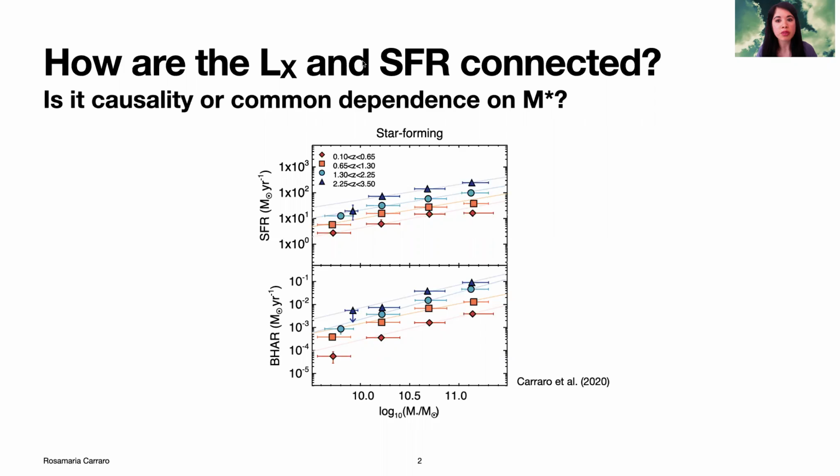Here I'm showing some results from a work we published earlier this year with data from the COSMOS survey. We are showing average star formation rate and black hole accretion rate as a function of stellar mass. It is not clear whether what we see arises from their common dependence on stellar mass or there is some sort of causality. This is what we decided to explore with a semi-empirical model.